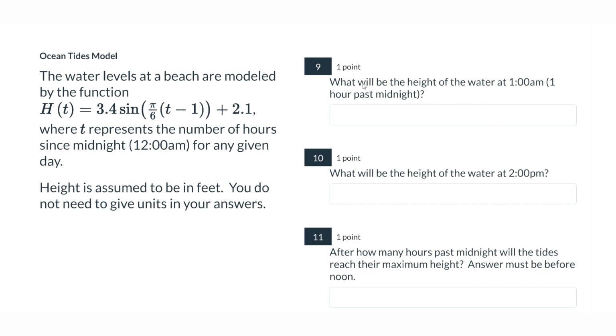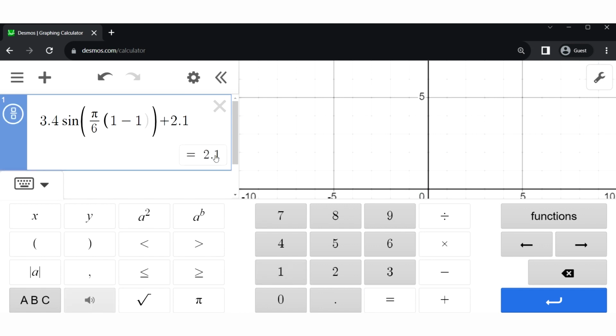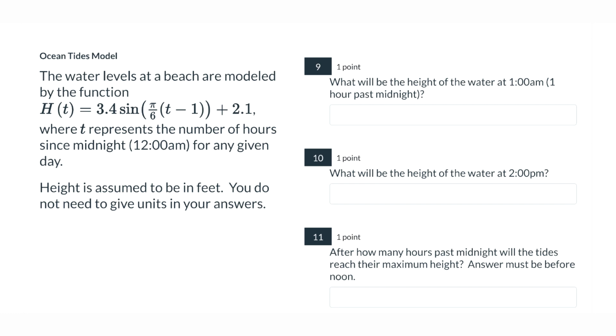I'm just going to go ahead and answer the first question, just 1 hour past midnight. So that means t equals 1. I'm just going to replace x, t, the independent variable, with 1, and it should just respond back with the answer here. 2.1 is the answer. So the water level would be 2.1 according to me just typing out the function expression and plugging in t equals 1. So 2.1. And obviously that means feet, but you don't have to give the unit.